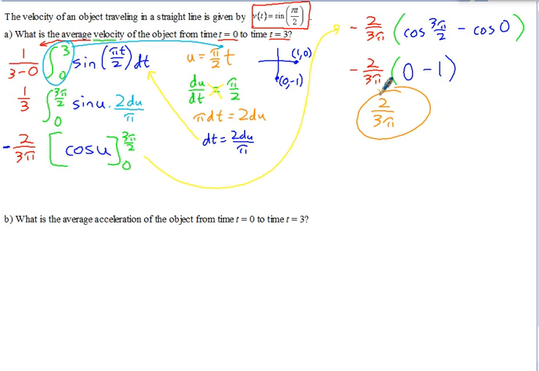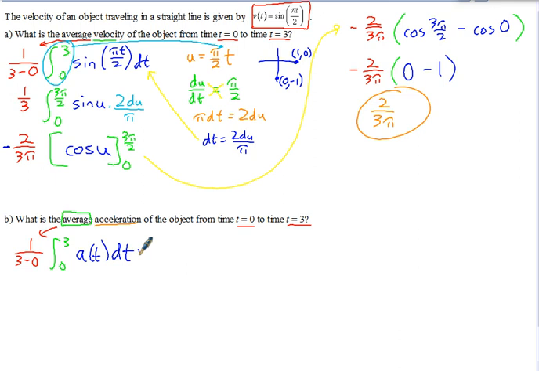Now let's take a look at part B. It says what's the average again, but this time it's the average acceleration. On the same interval though, from 0 to 3. So for average, again, we'd still start off with 1 over b minus a, 3 minus 0. We'd still have the integral from 0 to 3. But this time we wanted to find the average of its acceleration, not velocity. So we could write this as a of t or v prime of t right here.